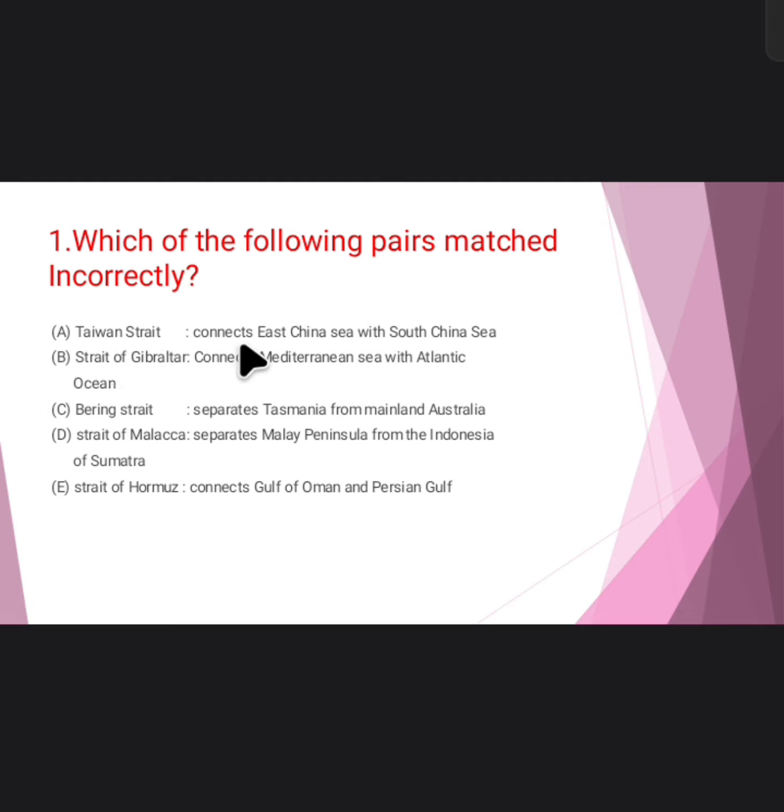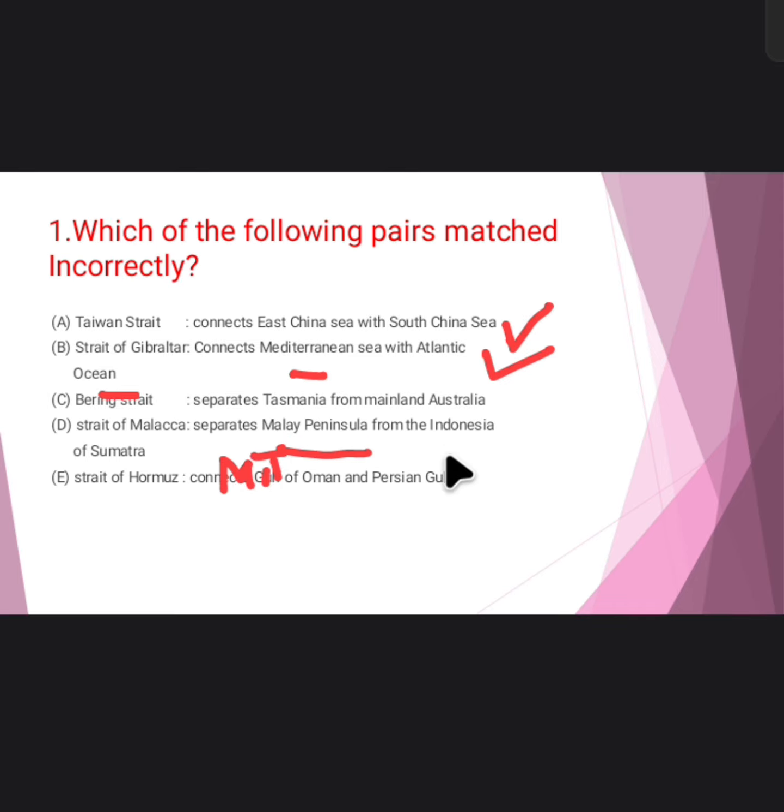Option A, Taiwan Strait, connecting East China Sea with South China Sea. Yes, this is true. Strait of Gibraltar, it is connecting Mediterranean Sea with Atlantic Ocean. Yes, this is also true. And Strait of Malacca, separating Malay Peninsula, which includes Malaysia and Thailand, from the Sumatra Islands of Indonesia. Yes, this is also correct. And Strait of Hormuz, connecting Gulf of Oman to the Persian Gulf. This is also the right option.